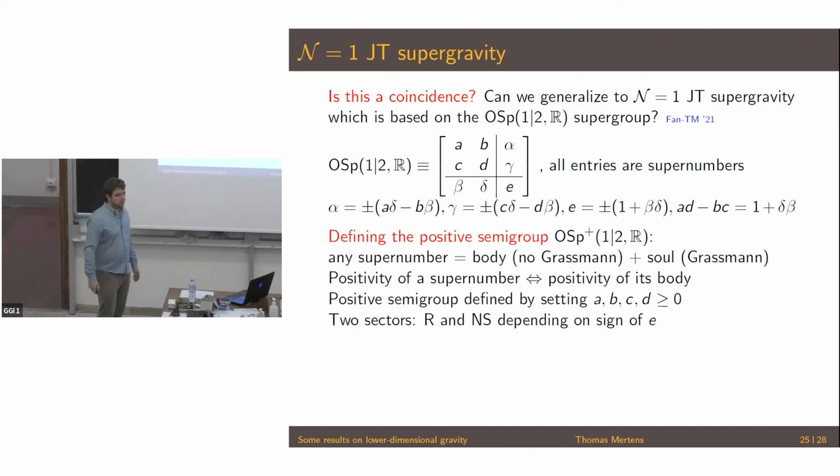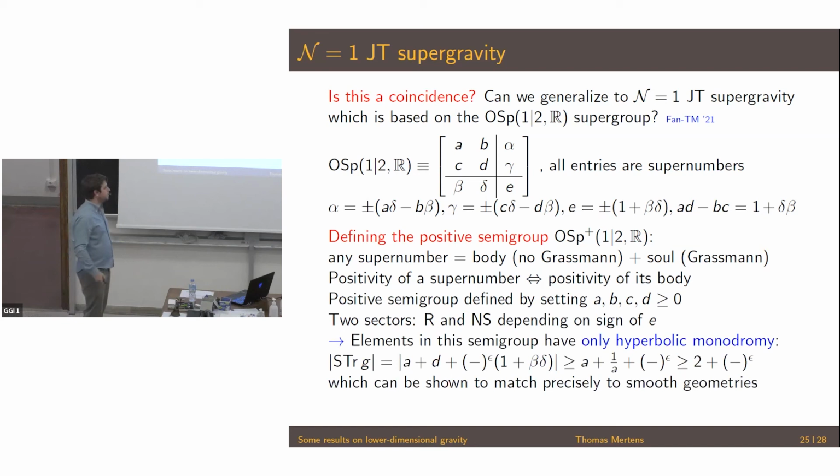And with that, you can define consistently a positive semigroup by setting again A, B, C, D here, this SL2R sub-matrix that's hidden here, again demanding all of these to be positive, and that's it. And you can check that the elements in this semigroup, again, only have hyperbolic monodromy. So you can play the same game. You can compute the trace, which gets replaced by a supertrace here, and you find that it's always bigger than some number, essentially 2 ± 1, depending on the R or NS sector, but let me not go into that.